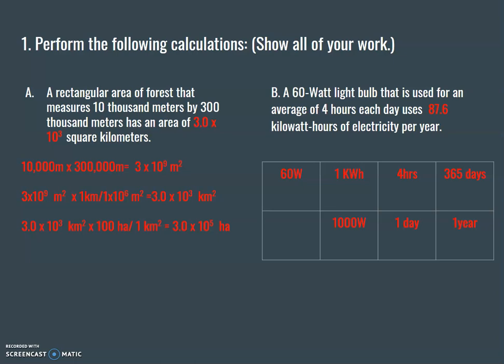A 60-watt light bulb that is used for an average of 4 hours each day uses, and it gives you the answer, 87.6 kilowatt hours of electricity per year. A little bit more convoluted to understand, but right here what we have going on is think of the monkey bars or the ladders. So we start with 60 watts. We want to convert that to kilowatt hours, so 1,000 watts to 1 kilowatt, and we're using it for 4 hours a day. And we're using it for 1 year, 365 days. If we multiply all that by the top, divide by the bottom, we get 87.6 kilowatt hours of electricity per year.